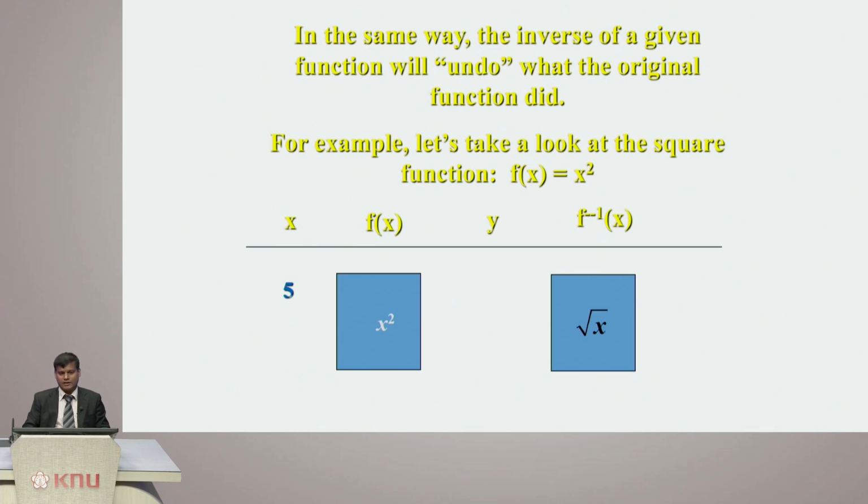Let's consider another example where we have 5. It goes through the function x squared, it produces the value 25, and this 25 goes through the inverse function f inverse of x, that is root of x, and that produces the result 5. That's true for any values that we have. We have the function and the inverse function.